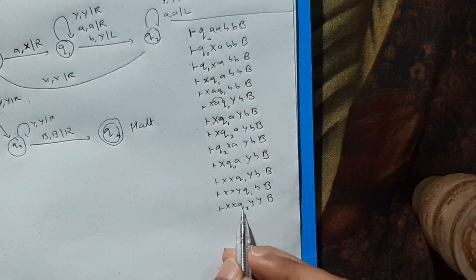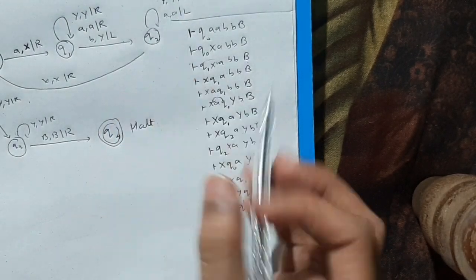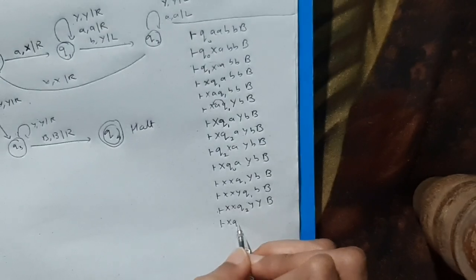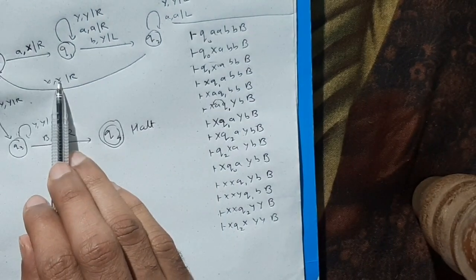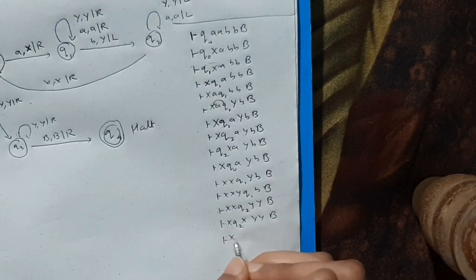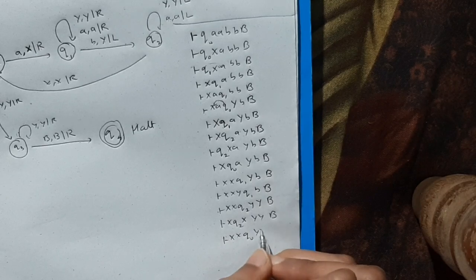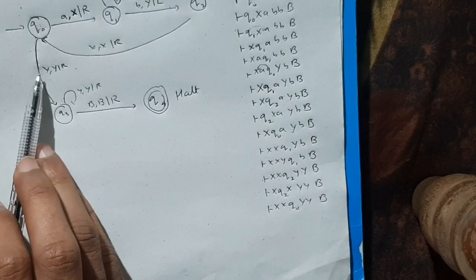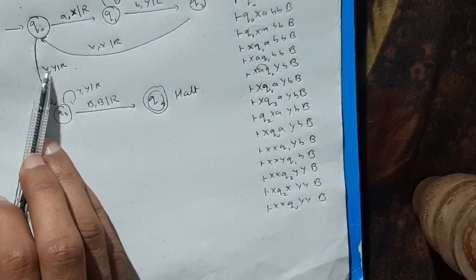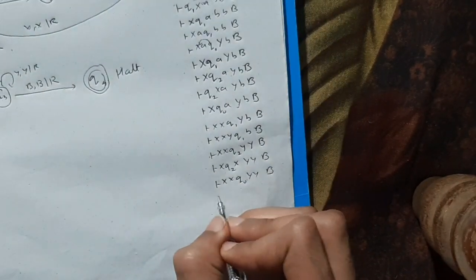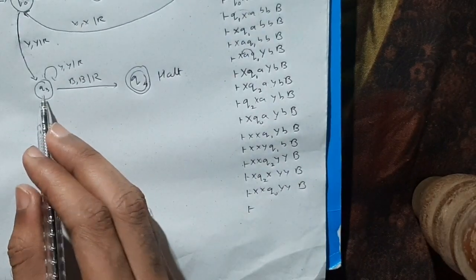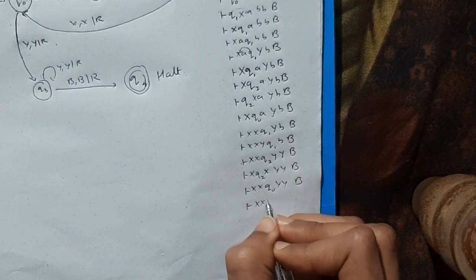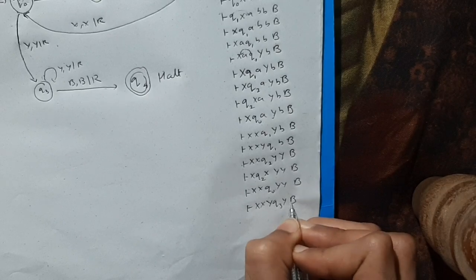Okay, and after that q2 on y moves to the left, x q2 x y b, and after this one q2 on x. q2 on x is again this one, write x on it and move to q0. So x q0 y b. q0 on y. What is q0 on y? q0 on y is this one. Move to the right and rewrite y on it. So what will I do? I'll move to q3. This is the q3 state. So x y q3 y b.